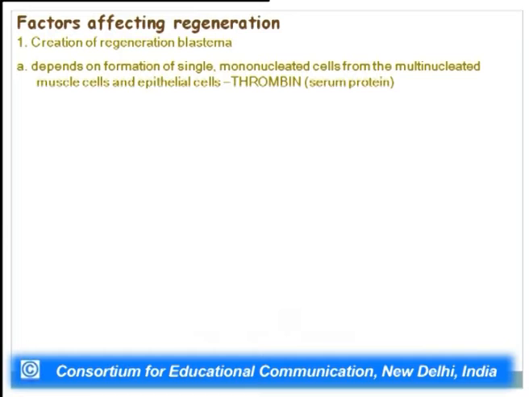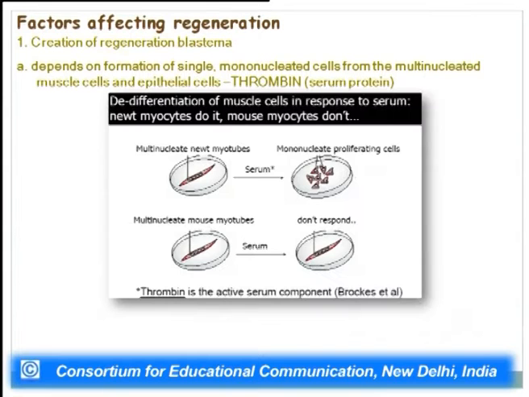So this creation of the regeneration blastema depends upon the formation of single mononucleated cells from the multinucleated muscle cells and epithelial cells. Because they go back to the progenitor cells, this formation of the progenitor cells is very important, and a serum protein called thrombin plays a very important role in this.